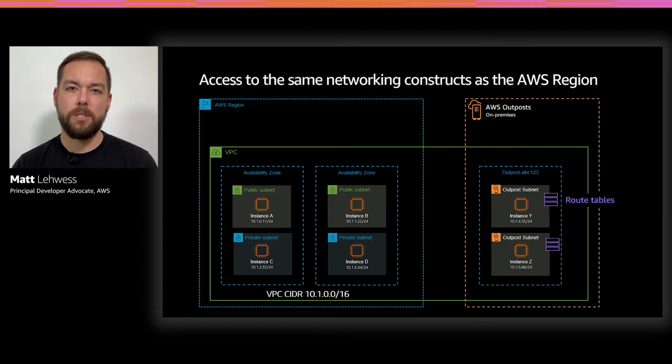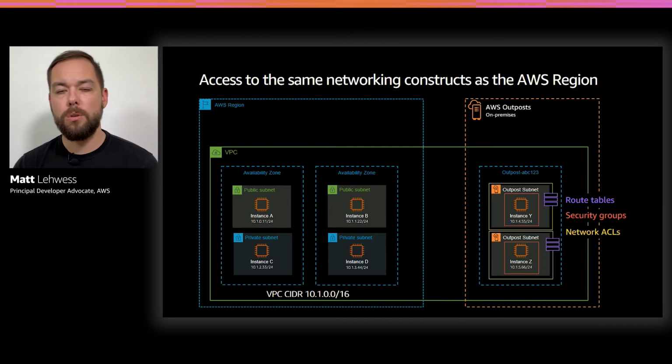And so the beauty of us using VPC, just like the region, is it will give you access to the same components that you could use to manage your AWS deployment. So things like route tables, security groups, NACLs, they all operate inside the Outpost just like they do in the region. So if you're familiar with VPC architectures, this is going to be pretty familiar for you folks.